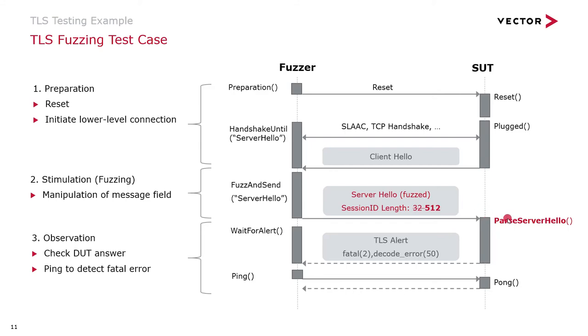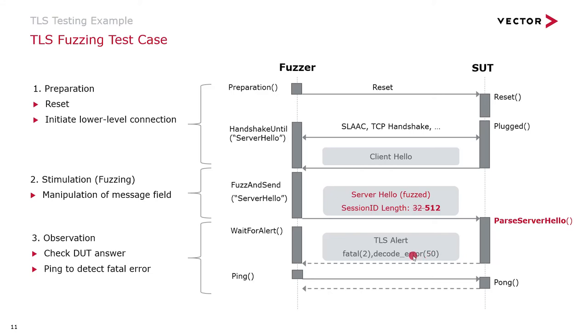If no bad things happen and our system under test is very robust, it will just provide a TLS alert. And this again we can check on our test side and say, okay, we expect an alert for this input. And if the system under test sends an alert, it gets a green check mark.